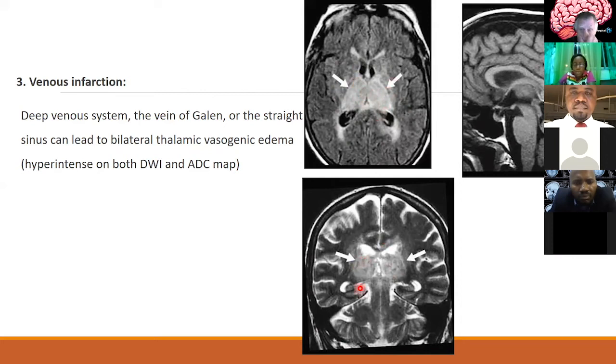And on this coronal T2 sequence, we can see a diffuse edema of the thalami. This can be due to venous infarction of the vein of Galen.